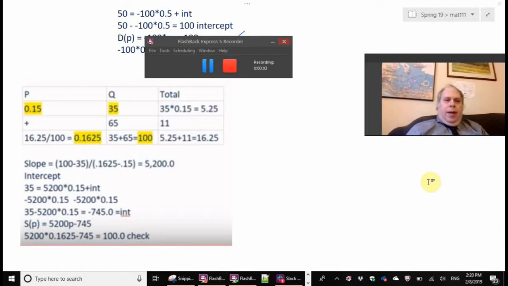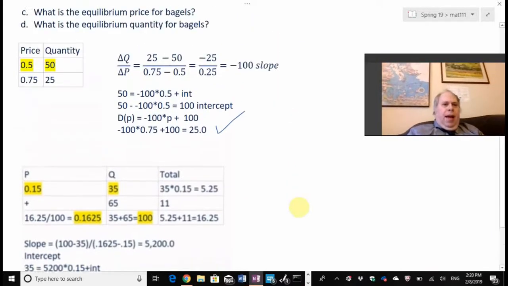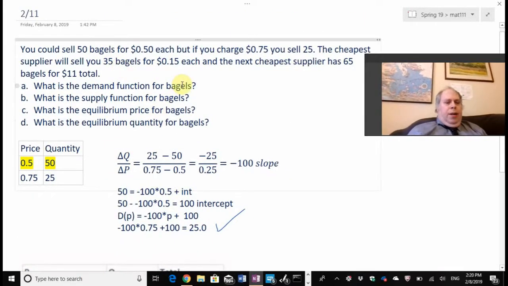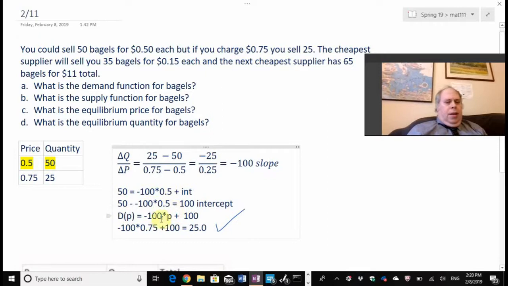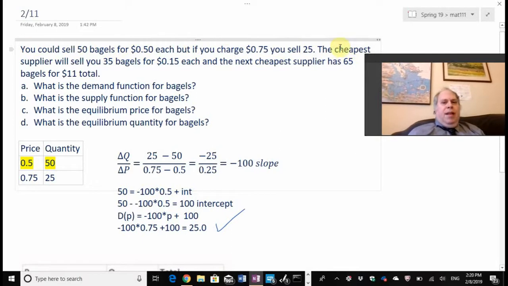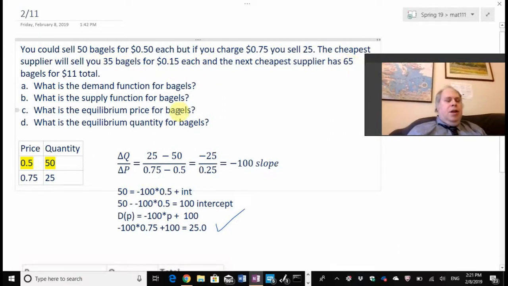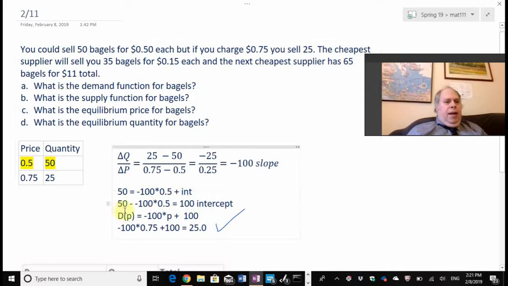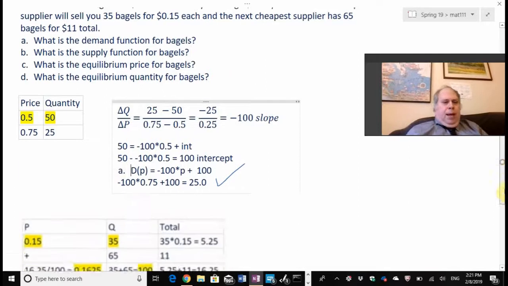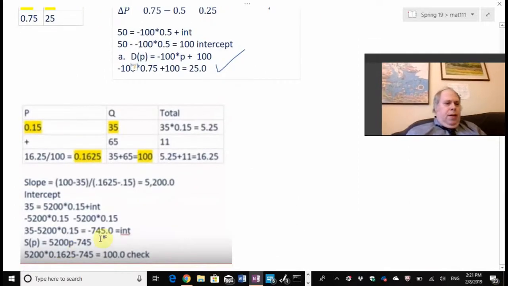Hi guys. In this video I have already solved the demand function, and you can see it's negative 100p plus 100 for this problem. You can sell 50 bagels for 50 cents each, but if you charge 75 cents, you'll sell 25. The cheapest supplier has 35 bagels for 15 cents each, but the next cheapest has 65 for $11 total. So we've done part A, which is here, and we've done part B, which is right over here.